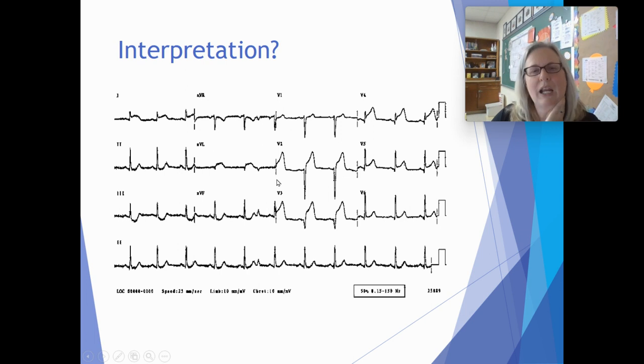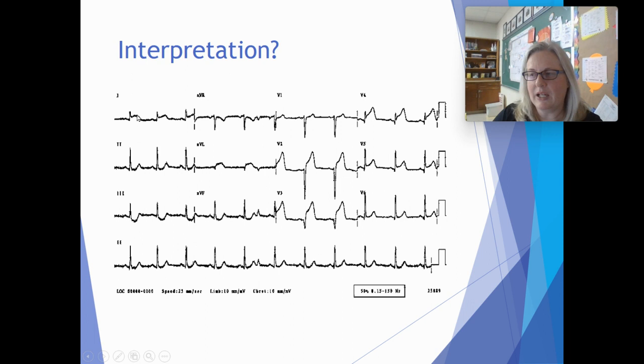This EKG, again, match them up by the regions of the heart. So 1 and AVL go together. 1 and AVL, 2, 3 and AVF. This is lateral. This is inferior. So our lateral region, there's actually a change going on here. Okay, can you see it? Yeah, it's ST elevation. So this is kind of a fireman's hat. It's a smaller fireman's hat, but it's a fireman's hat for sure.